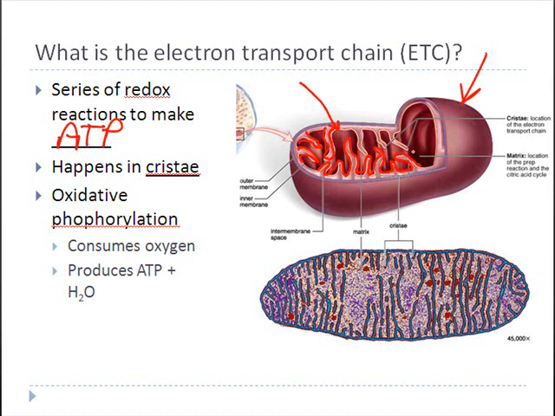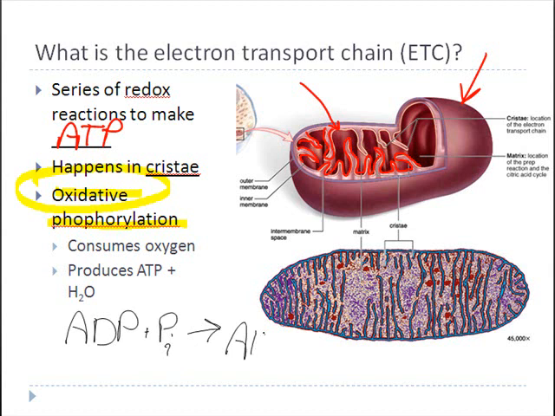What's going to happen during the electron transport chain series of events is a process we call oxidative phosphorylation. What that really means is we're going to consume oxygen, that's the oxidative part, and we're going to start putting phosphates onto molecules of ADP. That's the phosphorylation part. So we're going to take inorganic phosphate and add it to adenosine diphosphate to make ATP.